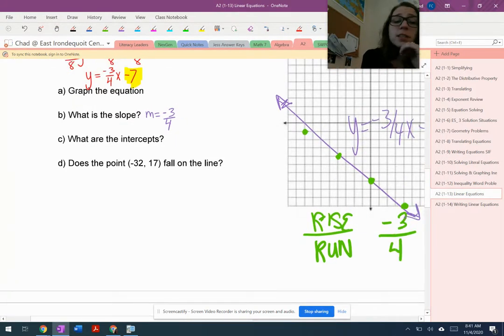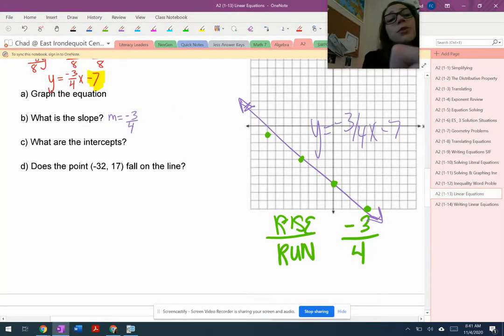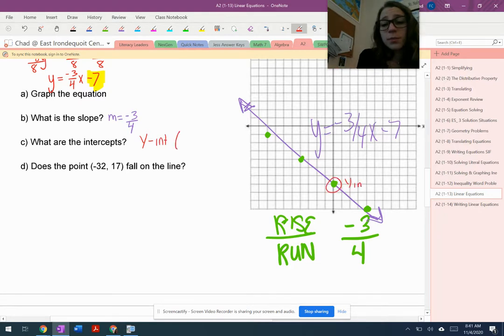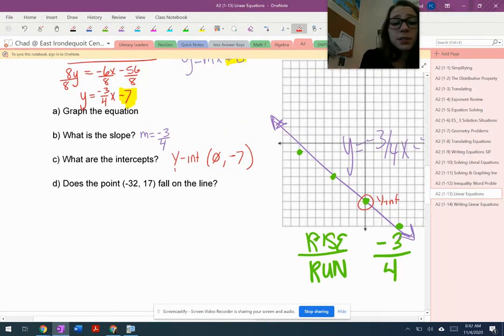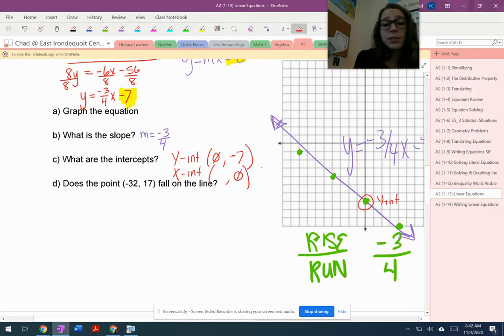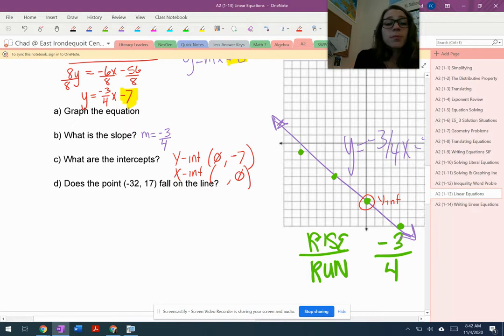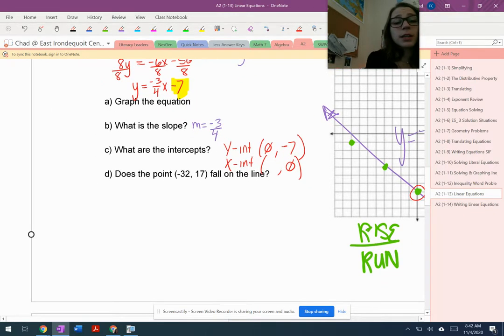So now part C is asking us about the intercepts. We know that our y-intercept, the one we already talked about, is a negative 7. So my y-intercept is right here, and that would be an x value of 0, comma, negative 7 for the y value. But we still need to get our x-intercept. We know that the x-intercept is going to have a y value of 0 because we're not moving up and down at all. So we can do that algebraically over here in the corner.